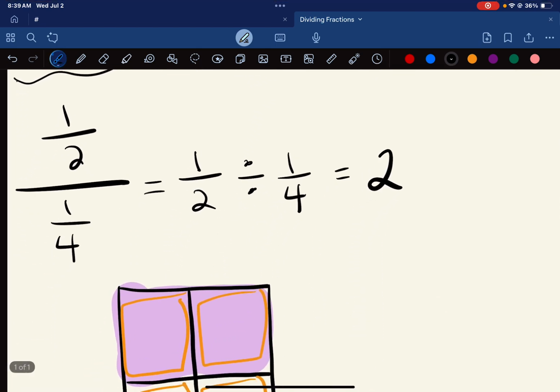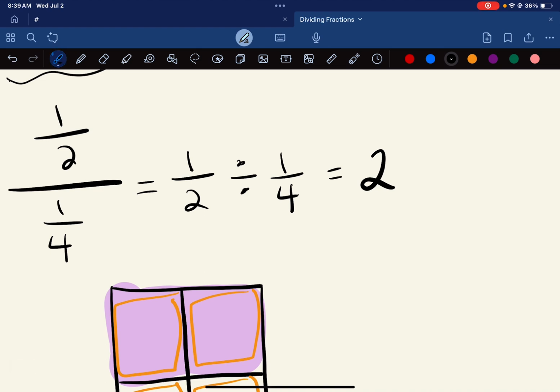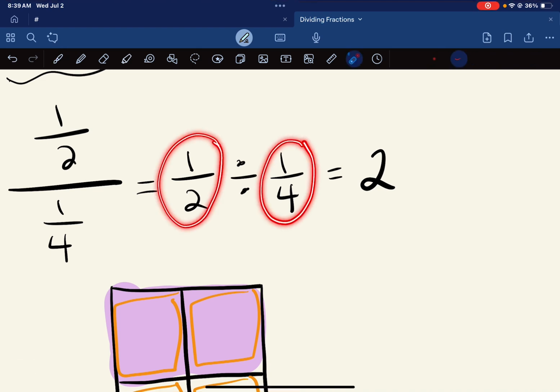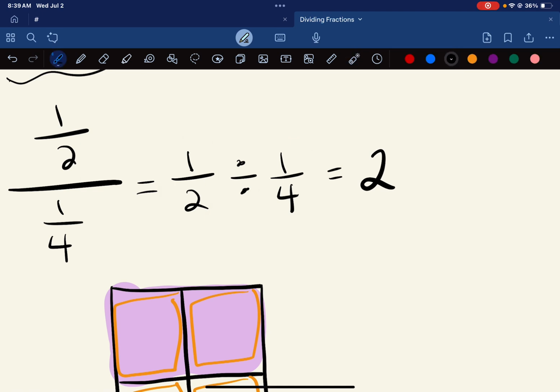All right, this last problem, 1/2 divided by 1/4. I already start out with both of these values being fractions, so I don't need to change them. I'm going to keep 1/2 the same, change my division symbol into a multiplication symbol, and then take the reciprocal of my second fraction. The reciprocal of 1/4 is just 4 over 1. And now let's multiply. 1 times 4 is just 4. 2 times 1 is just 2. That gives us 4 over 2. And of course, we can reduce 4 over 2. 4 divided by 2 just gives us 2.